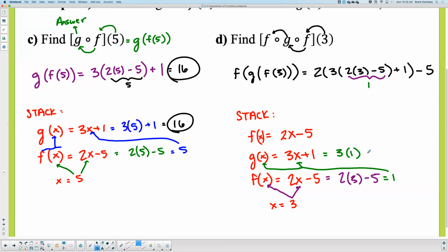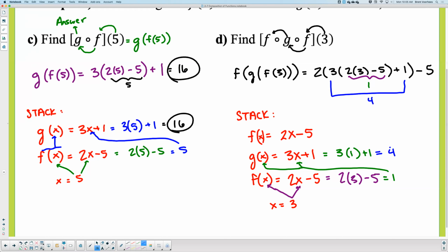3 times 1 plus 1. What is 3 times 1? 3 plus 1? 4. So that was 3 times 1 plus 1. All of this section, from there to there, we got 4. That all equals 4.